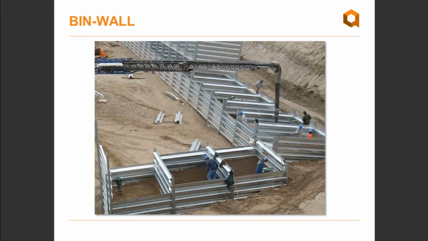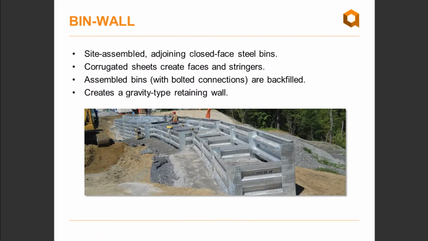So bin wall is another steel solution often used in terms of entry for wing wall applications with our structural plate products. Like the rest of the products we presented on today, bin wall is a system made up of corrugated steel components. The components are bolted together essentially to create steel bins, which are then backfilled, typically with a well-graded granular backfill, and then we have essentially a mass or a gravity type retaining wall.